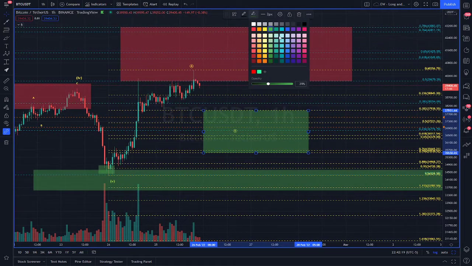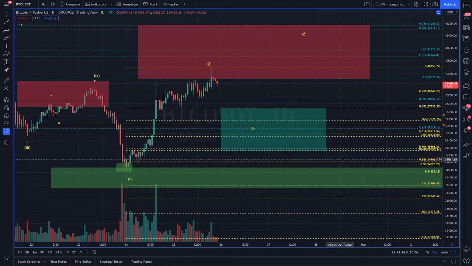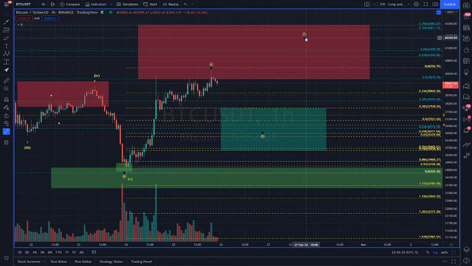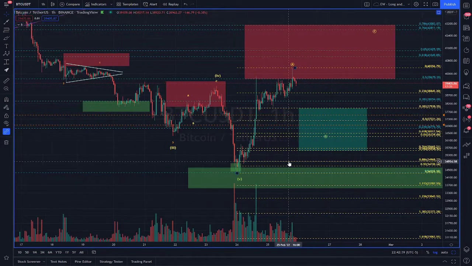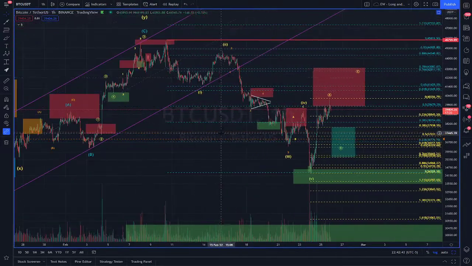Let me just change that to kind of a maybe support color. Maybe that's support. All right, so somewhere down here, potentially a B wave, and then potentially a C wave higher, but I can't promise any of that is going to play out. We could, like I said, just keep pressing higher or just die from here. Either one's possible.